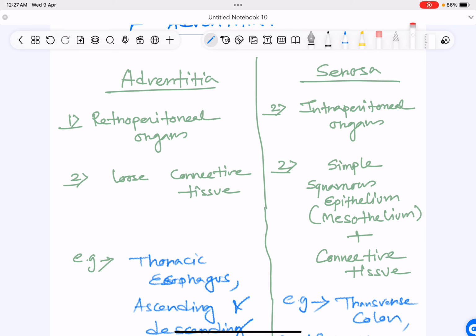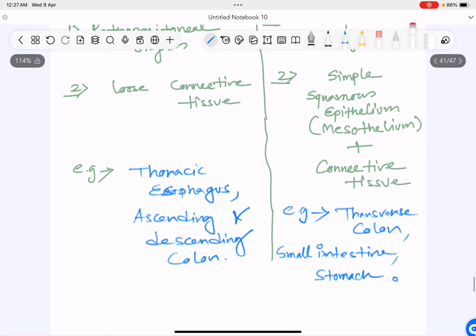Now the difference, where each one is found. Adventitia is found in the retroperitoneal organs, serosa in the intraperitoneal organs. So the thoracic esophagus is retroperitoneal, the abdominal esophagus is intraperitoneal. So the thoracic esophagus will be lined by adventitia, but the abdominal esophagus will be lined by serosa. Then after the esophagus, the stomach is intraperitoneal. So the esophagus is extraperitoneal, but the stomach is intraperitoneal.